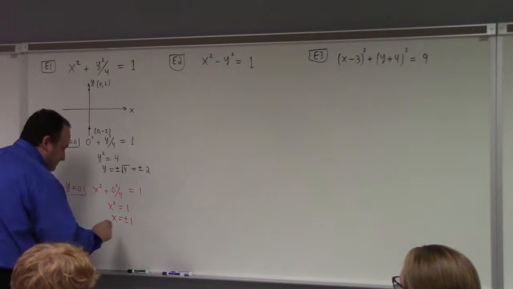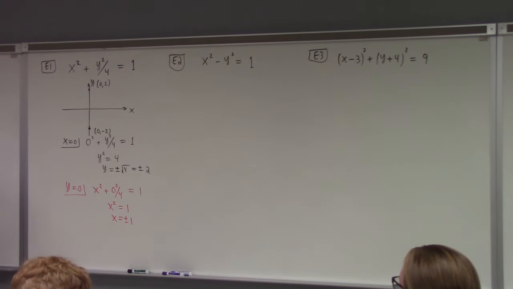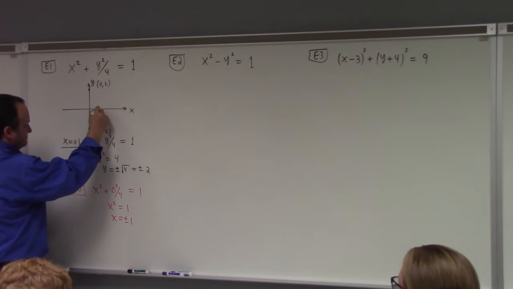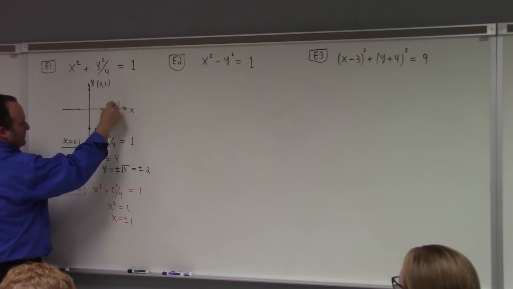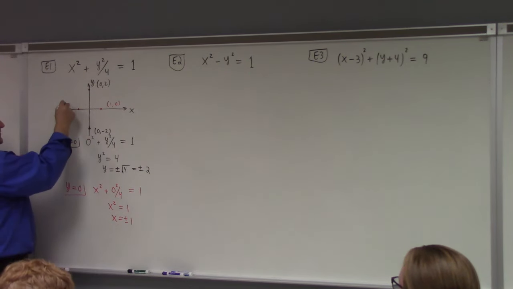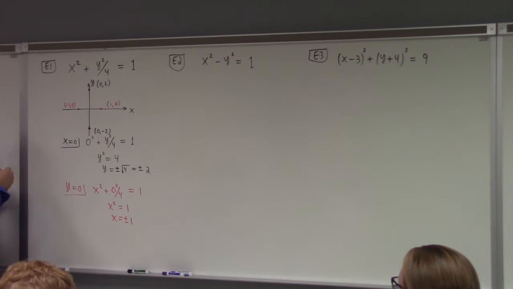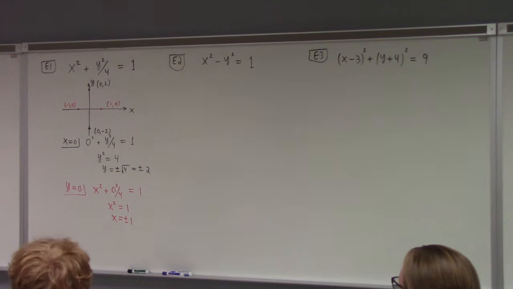Plus or minus 1. So from what's in red, I see two more points on the graph, all right? Two more points on the graph are here and there, namely x equals 1, y equals 0, or x equals minus 1, y equals 0. And since I know the general pattern is an ellipse, I know it looks like a squished egg, I can pretty much connect the dots from here.